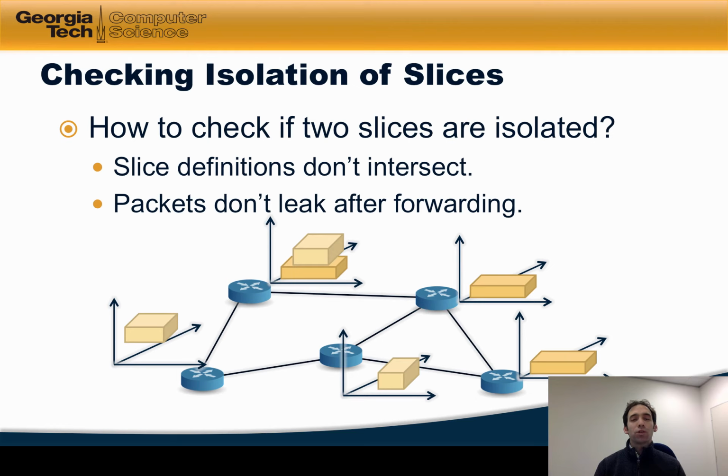To check whether two slices are isolated, we need to determine that these definitions of the slice don't intersect with one another. We can do that very easily by simply looking at the header spaces defined by the injection points of each slice and the set of possible transformations that might take us from those originating header spaces to any other header space as the packet traverses the network. If those header spaces ever overlap at a particular forwarding element, then we know that the slices are not isolated.